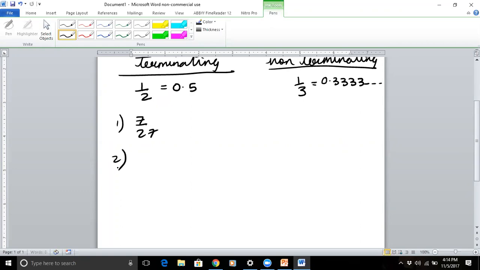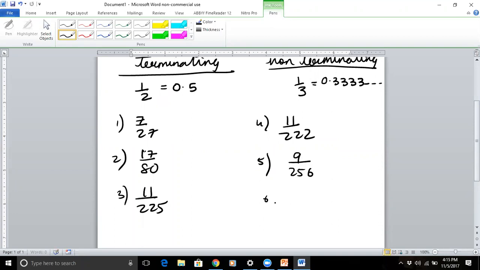So I'm going to give you a list of around 6 fractions: 7/27 being the first, 17/80, 11/225, 11/222, 9/256, and finally 72/3000. So my question here is, can you tell me which of the 6 fractions are terminating and which are non-terminating? Remember, I don't want partial answers, okay? I want all the fractions which are terminating and all the fractions which are non-terminating.